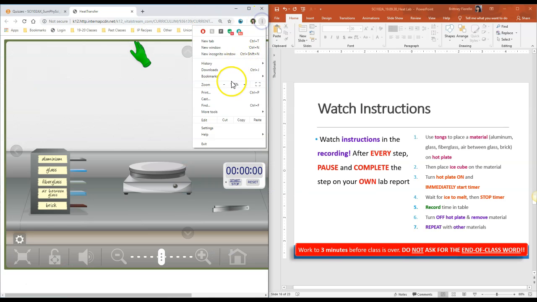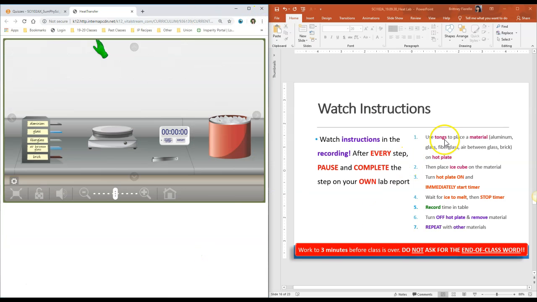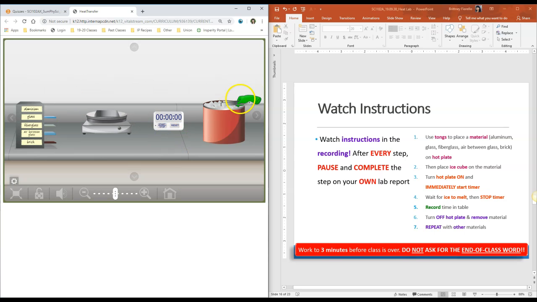What I'm going to show you is the basic instructions. I'm going to give you the data for one of these, and then for the other 4, you'll just need to watch them and gather the data on your own. Again, I am doing it for you in front of you in this video. We're going to use the tongs to place the material, in this case the aluminum, onto the hot plate. Now we're going to grab some ice and place it on top of the hot plate.